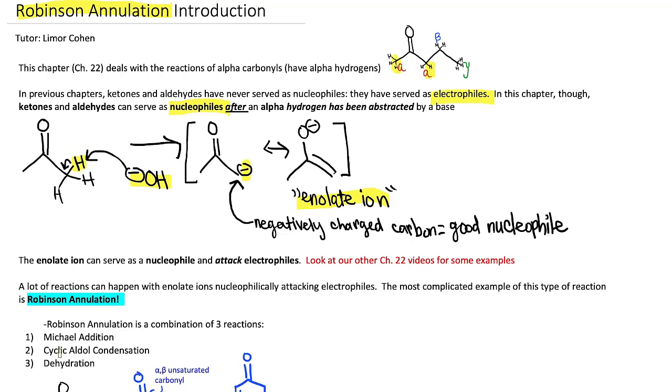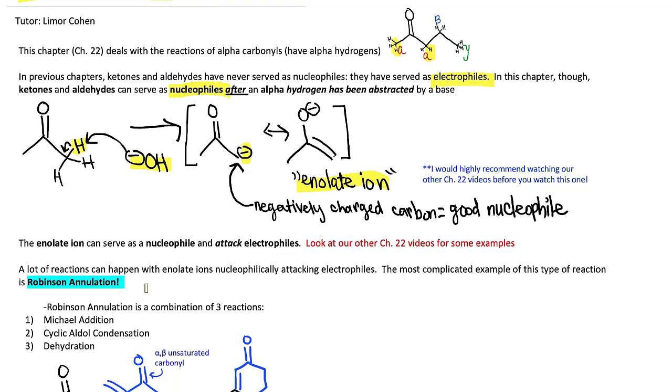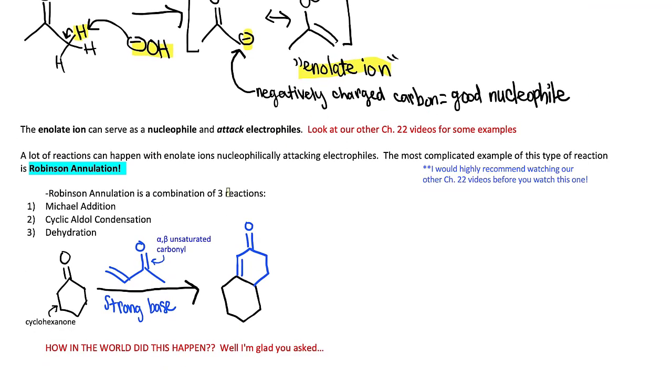This video is going to go over probably one of the most complex reactions from chapter 22, called Robinson annulation. So Robinson annulation is a combination of three reactions. The first reaction being Michael addition, the second reaction being cyclic aldol condensation, and the third reaction being dehydration. Robinson annulation involves a reaction between cyclohexanone with an alpha-beta unsaturated carbonyl as well as a strong base. This product probably looks really complex to you, but it'll be easier if we explain the mechanism behind it.